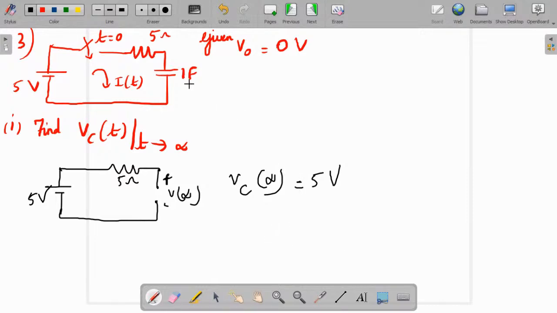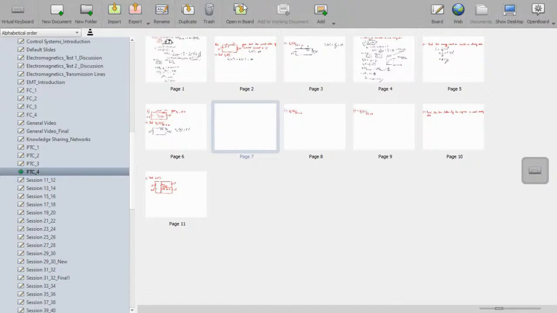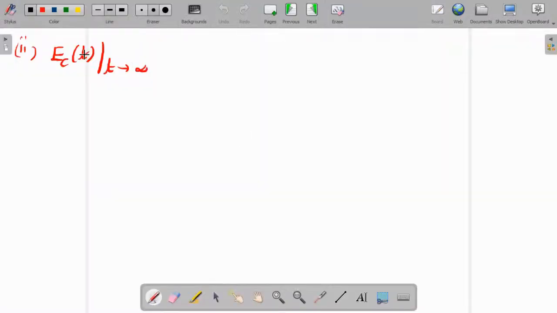Okay, simple question. You only need to know these concepts: at t tends to infinity, what happens to the capacitor, what happens to the inductor, like that. Okay, next. Okay, then what is the energy stored as t tends to infinity?